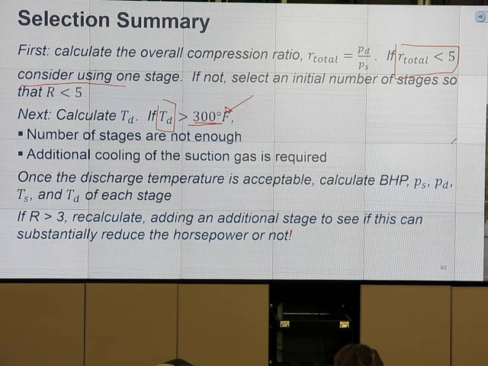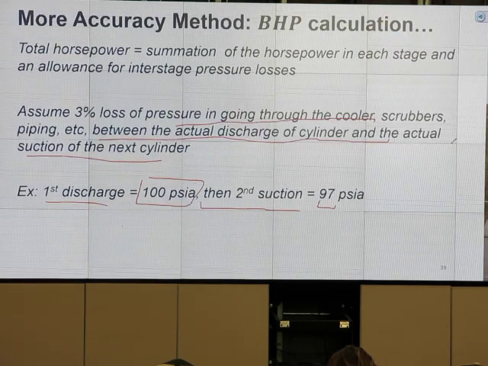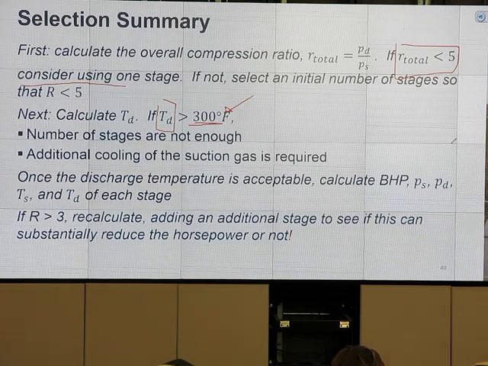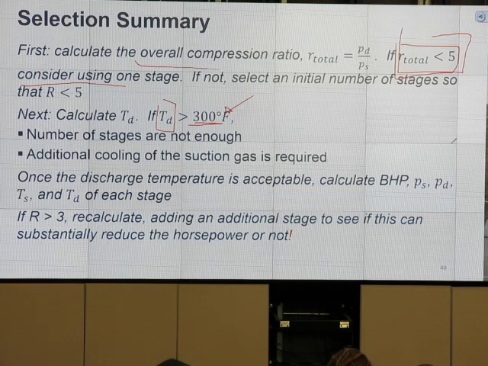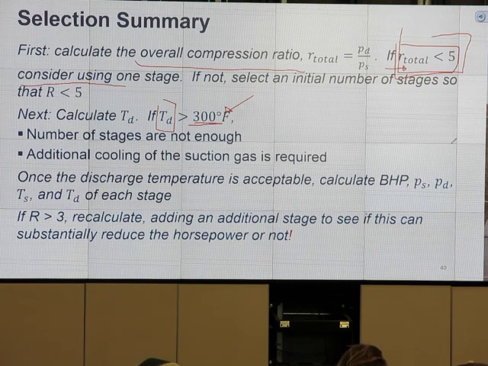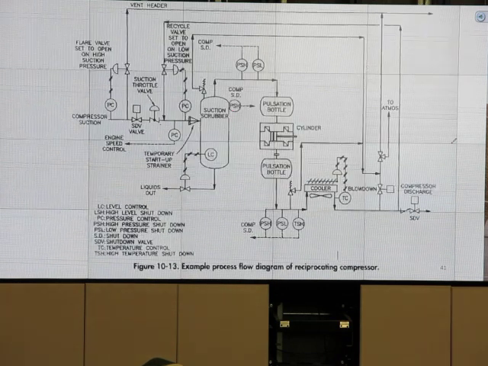You will do more in the homework, yes. On the previous slide, we talked about a compression ratio between 3 and 4, and now you're saying 5. Is that something different? This one is total. Per stage, stick with 3 to 4. And overall compression ratio should be less than 5, but the rule that is more strict is 3 to 4, I think. Because if it goes more than 4, it's going to be too hot.